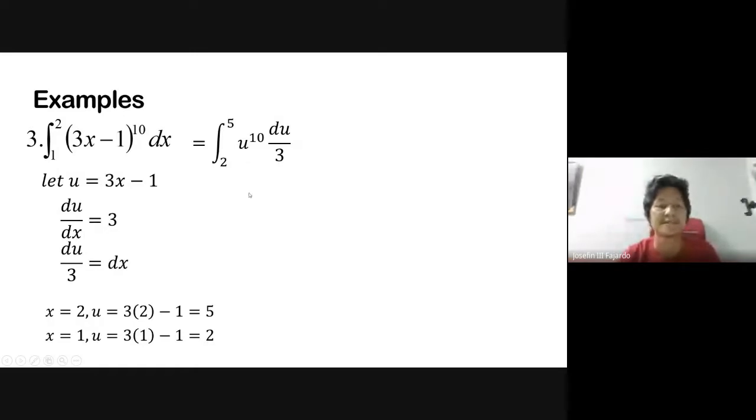Okay? Now, we can now easily get the integral of this. But before that, pwede natin ilabas muna yung constant. And then u to the n na lang to, di ba? Integral ng u to the n ay u to the n plus 1 over n plus 1. So magiging u to the 11 over 11 na siya. Now, evaluated from 2 to 5.